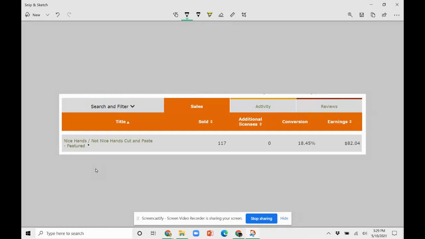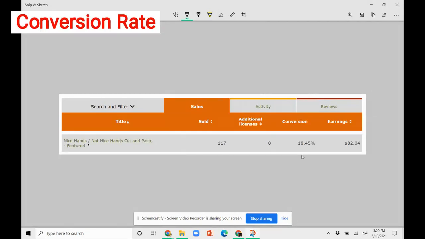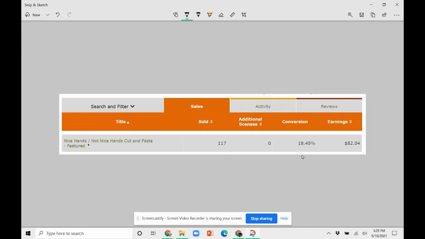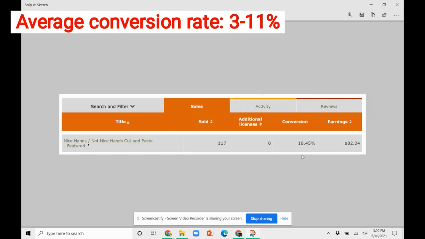Nice hands, not nice hands. The conversion rate is out of all the people that look at this product, what percentage actually end up buying it? So my average right now is 18.45% of people that look at this particular item end up buying it. And from my research on the internet, that's actually a pretty high conversion rate. Anywhere from 3% to 11% is normal.